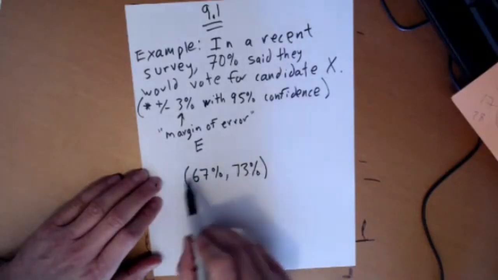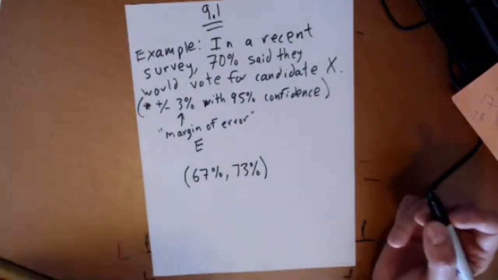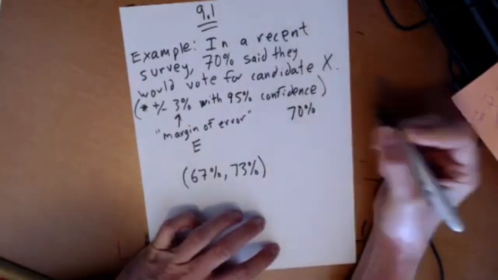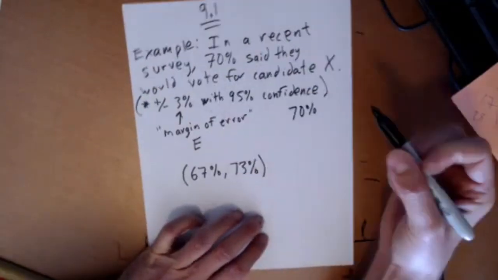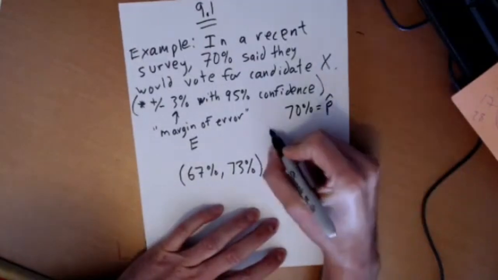We're going to learn how to make these. So this is just an example to sort of give us a feel for what's going on. So this 70%, that was done based on a survey. So that's technically just my p hat. P hat's my sample proportion.